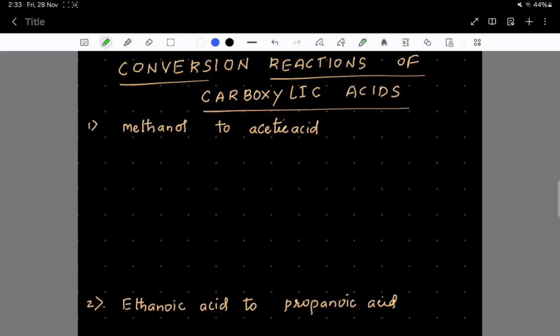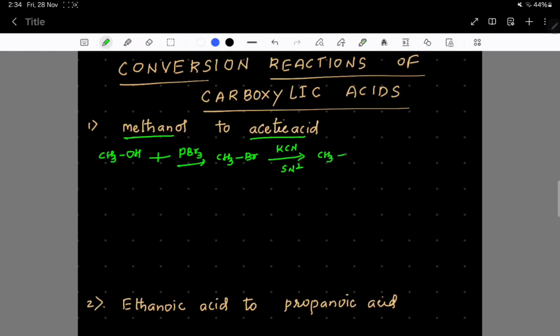Right. Now from these conversion reactions, students, first we will discuss methanol to acetic acid. Okay. In this methanol to acetic acid, we will approach it in two ways. This methanol reacts with PBr3, then we will get CH3Br as a product.